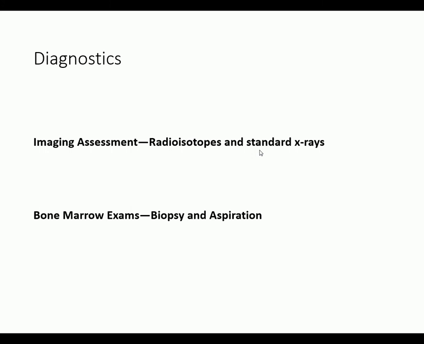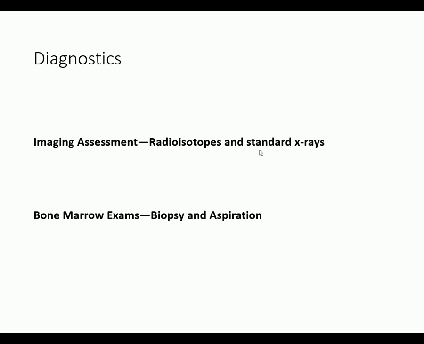Now let's talk about the diagnostics involved. You have imaging and bone marrow exams. Imaging can include your radioisotope imaging to evaluate the bone marrow sites for active blood cell formation and iron stores. The isotope is given IV about 3 hours before the procedure. They're going to be required to lay down for about an hour for this test, so you need to make sure that they're capable of doing this. And they will have no special preparation or follow-up needed for this, okay?